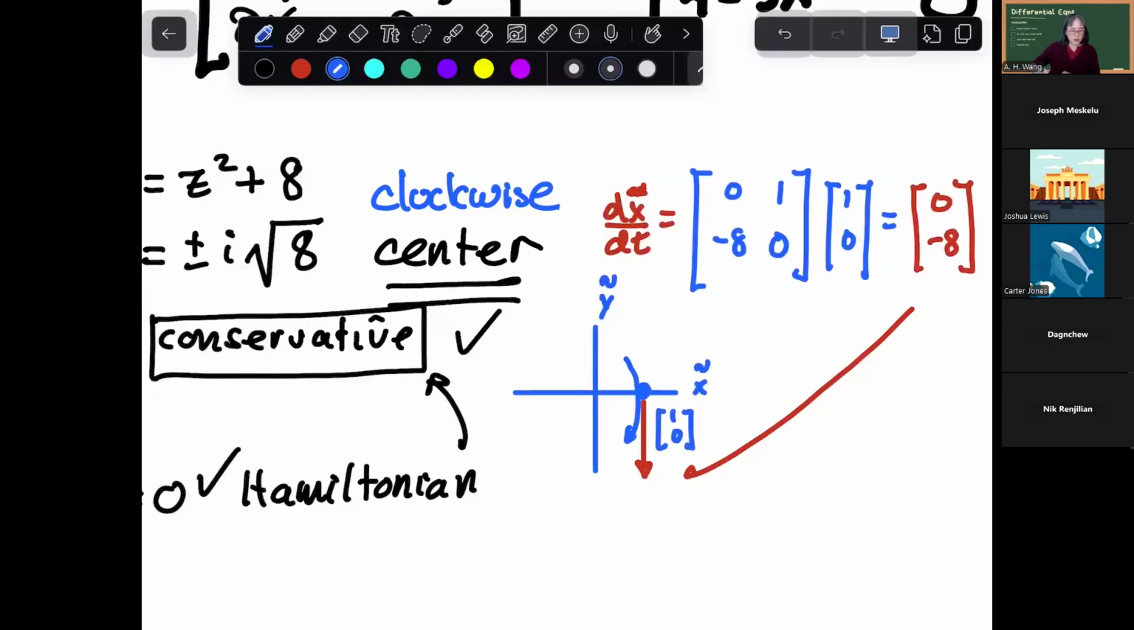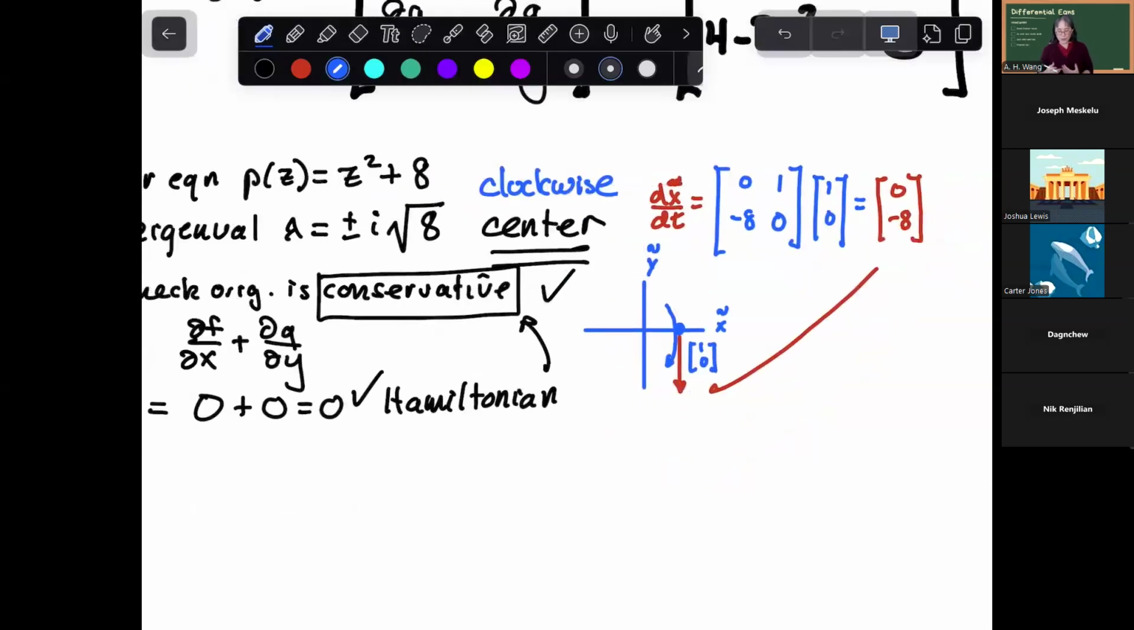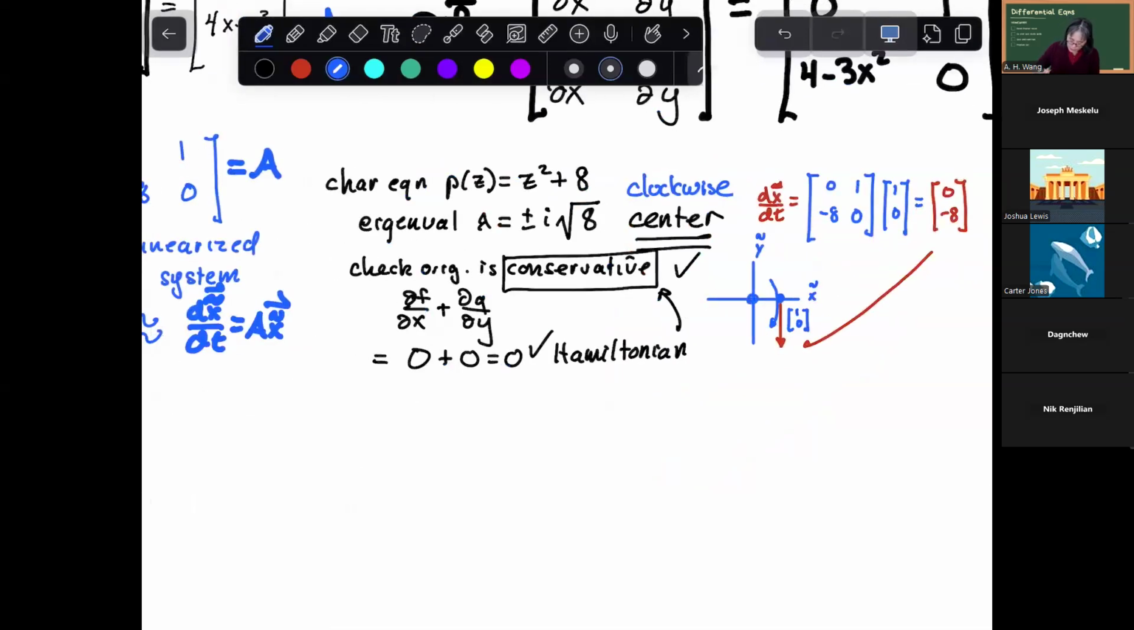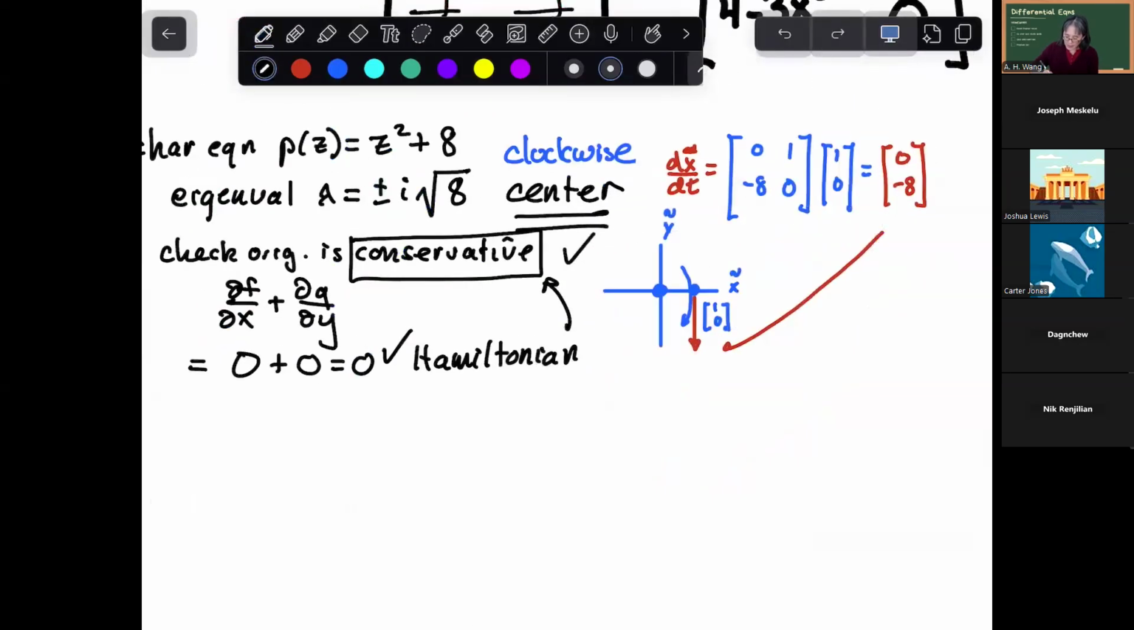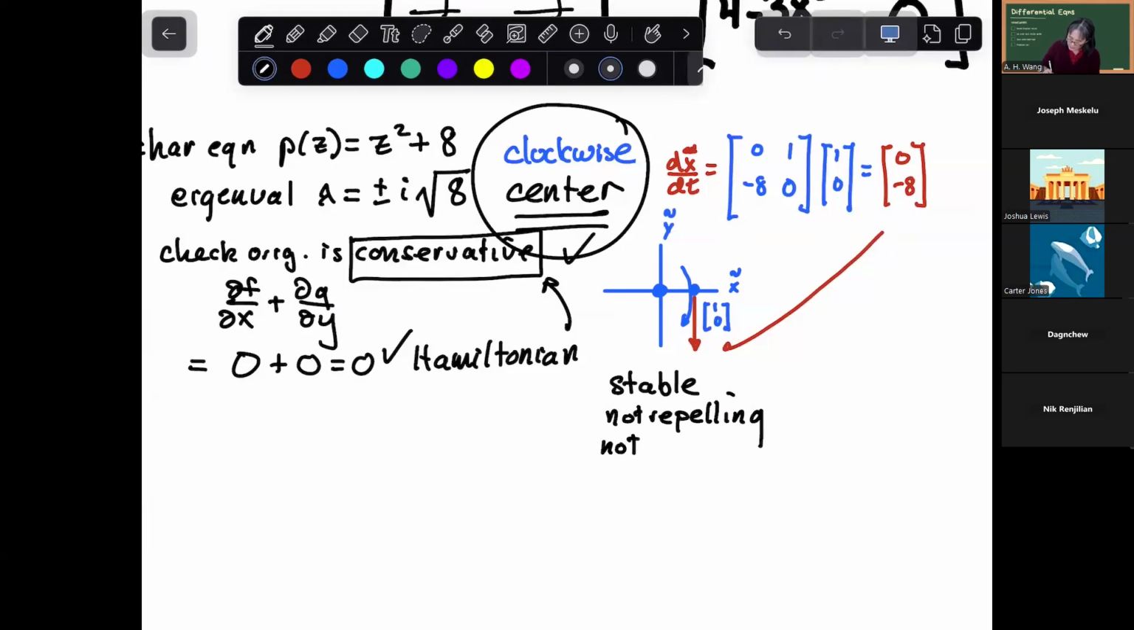So that means your original is going to resemble this, but remember where the new origin is. This is where the new origin is going to be, at the stationary point. And then you do a stability analysis. When you have a center and you start nearby, you're going to stay nearby because you're just circling around. So if you're orbiting right around there, it's going to be stable. It's not going to repel, and it's not going to attract. So you always need to do a stability analysis.